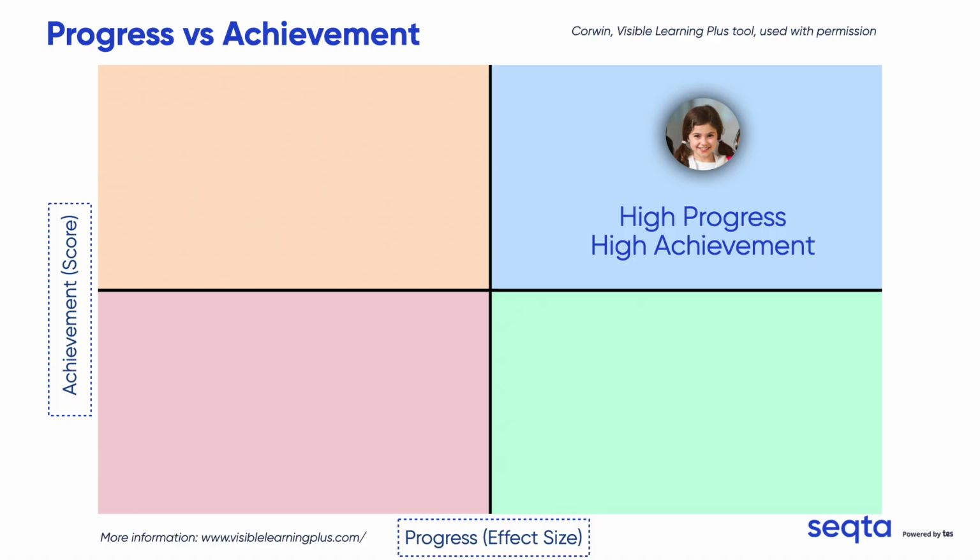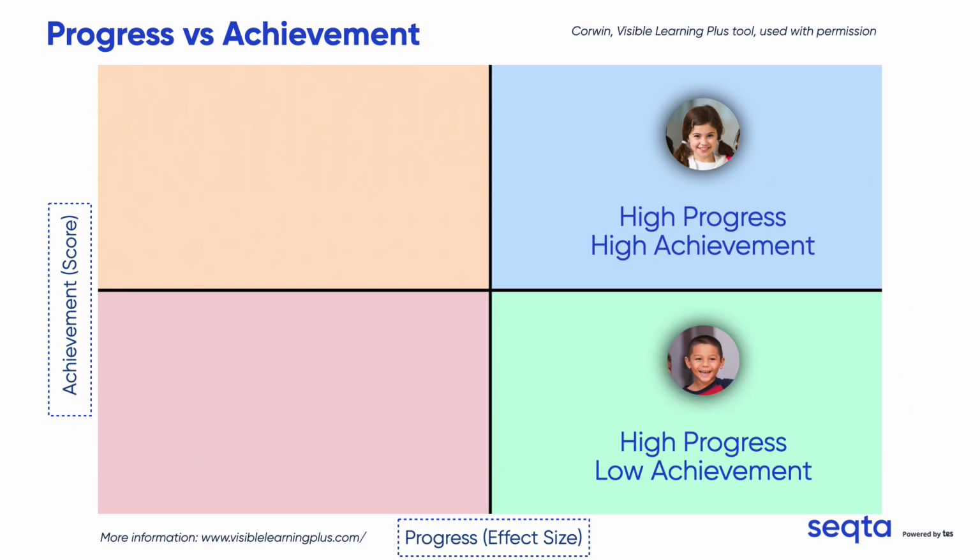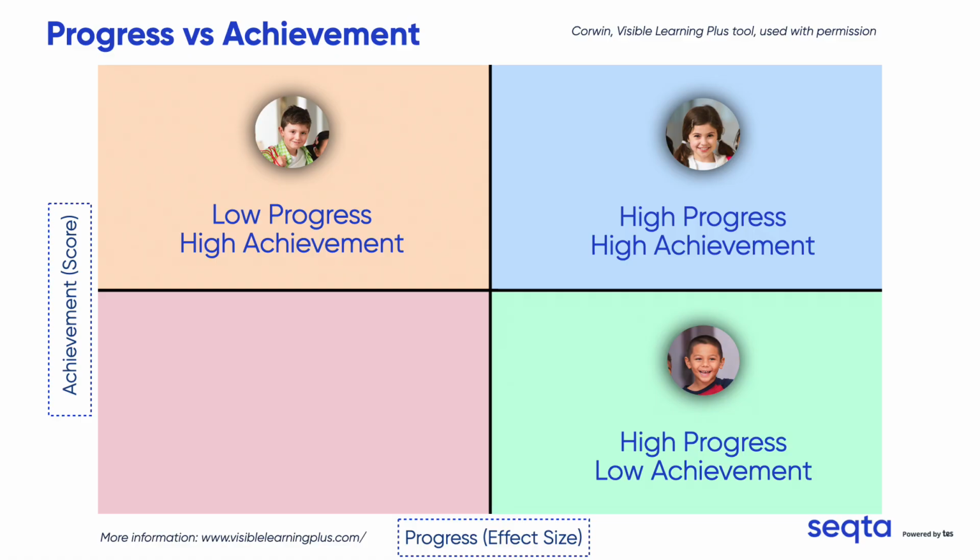The blue box is showing that the child's made high progress, high achievement. In other words, they're above the average achievement for that particular year level, and they're to the right of that vertical progress line. So they've made really significant progress. The green box shows that they've made great progress, but they're still achieving below the average of their current year level. The orange box means that they're achieving really well, but they're not making the progress that they should have.